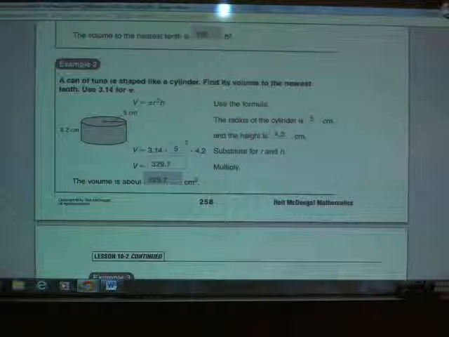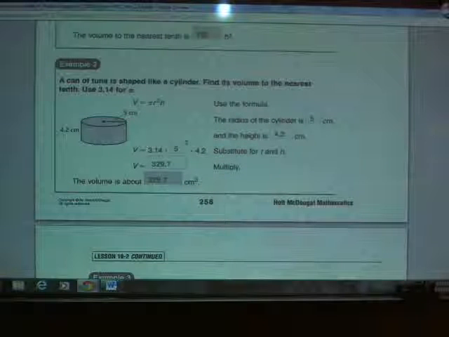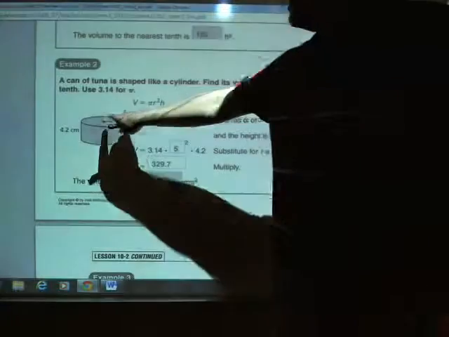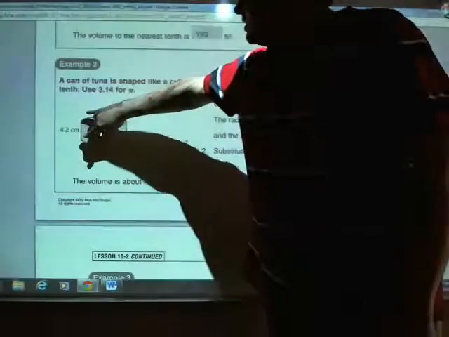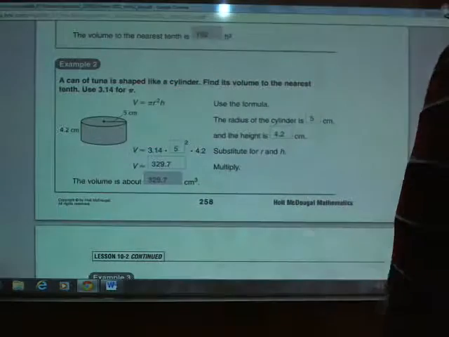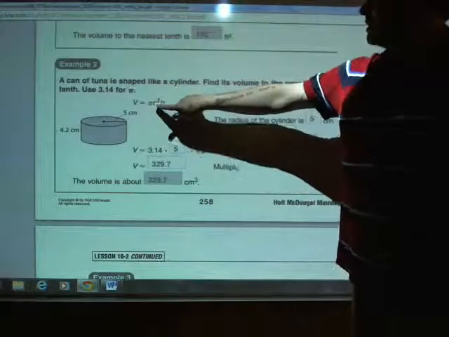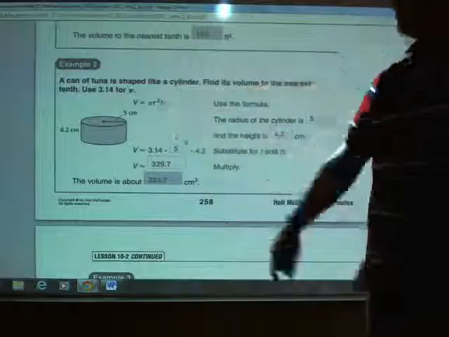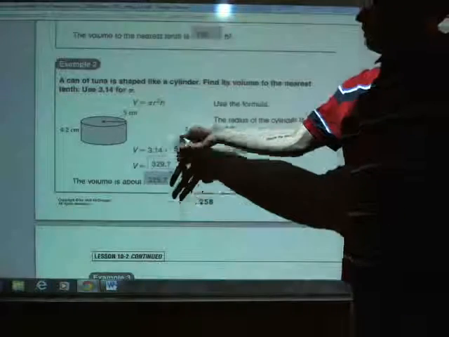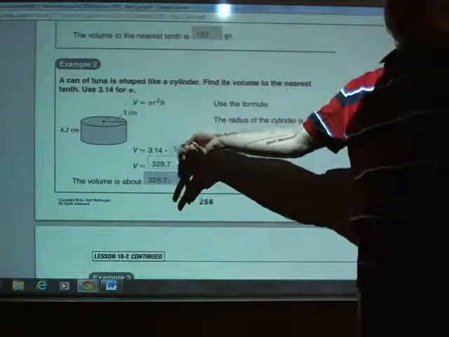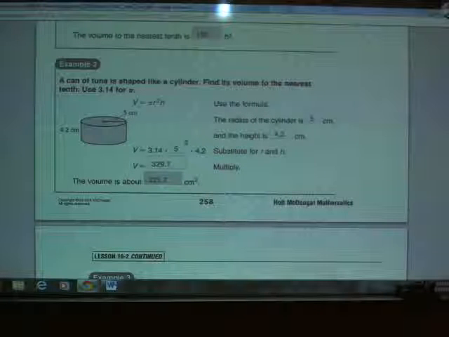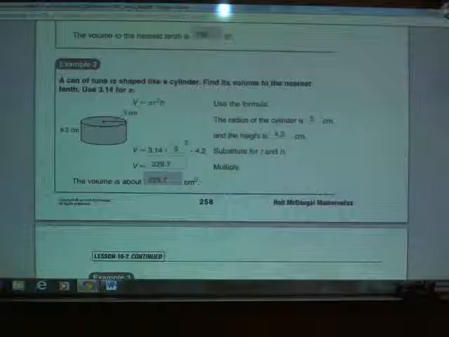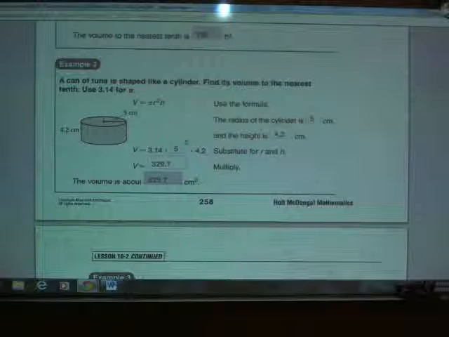Pi is, of course, 3.14 in our calculations. R is the radius of the circular base, which is marked here at 5. And h is the height, how tall the can of tuna is, and that's this 4.2 centimeters. So it's 3.14 times 5 squared times 4.2. Well, a little bit of order of operations is going to make me do this 5 squared first. That's going to change into 25. So this is 3.14 times 25 times 4.2.